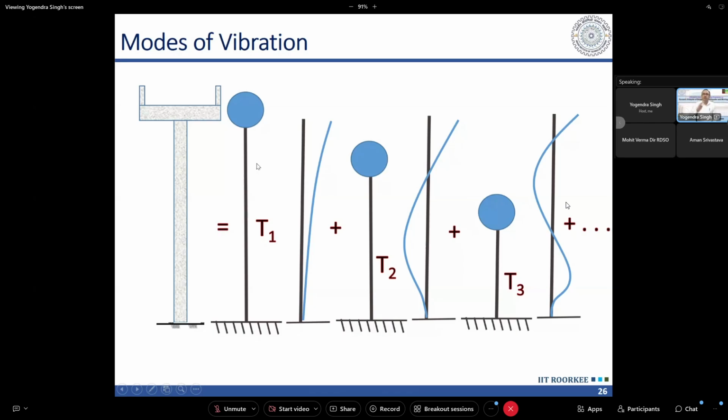It will vibrate slowly. And as the number of modes goes on increasing, the period goes on reducing, or the frequency goes on increasing. Not only is frequency increasing, the contribution of these modes also goes on reducing. And that gives us a further benefit that we need not consider all the modes, because the maximum contribution is coming from the first mode itself.